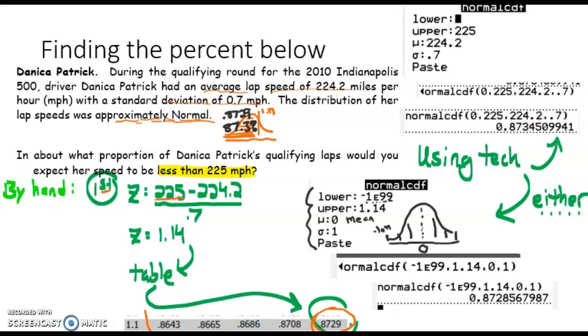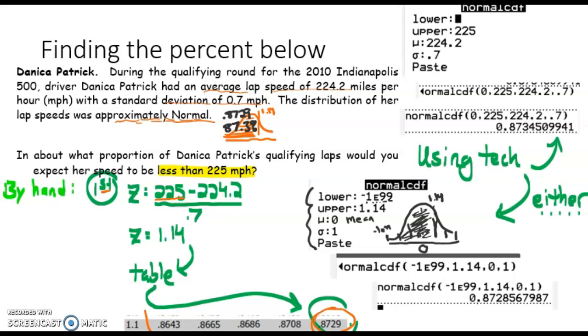So this is going to be -1 E99 right there. And it's hard to read. My upper boundary is going to be whatever my z-score was. So my z-score is going to be right about 1.14. So it's going to be over to the right. And so I'm going to be looking for, of course, all that territory that's going to be to the left. Okay. So if you plug this into the calculator, lower boundary is -1 E99, upper boundary is the z-score that you got, 1.14. The mean is 0, standard deviation is 1, and you hit enter.